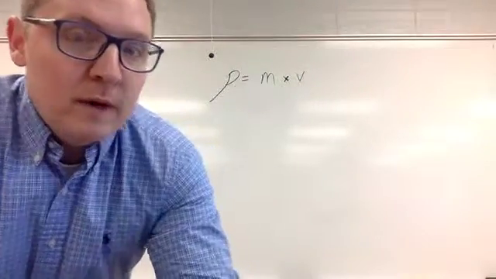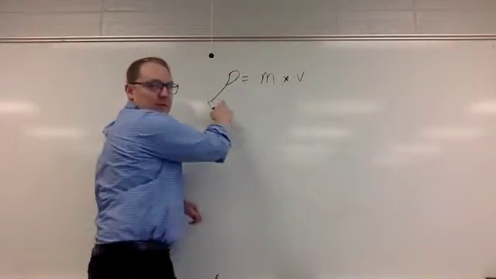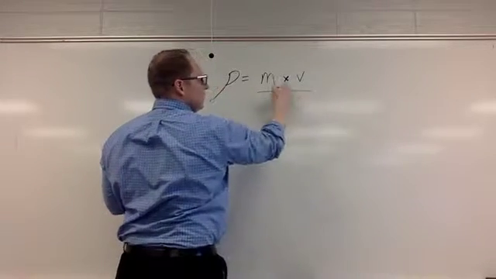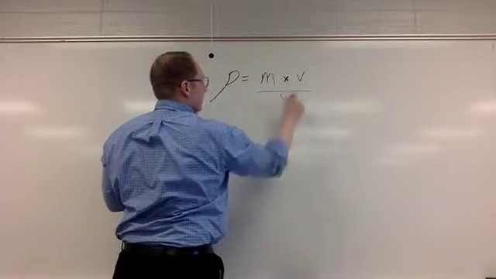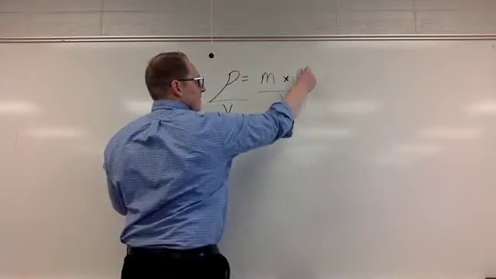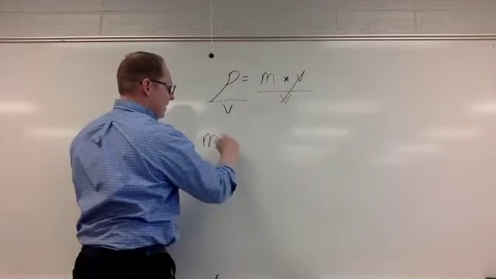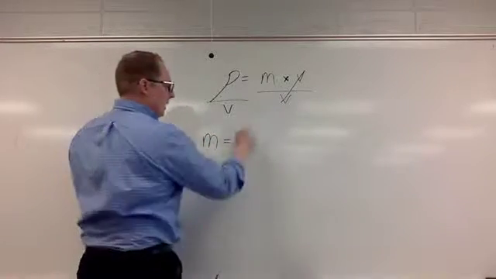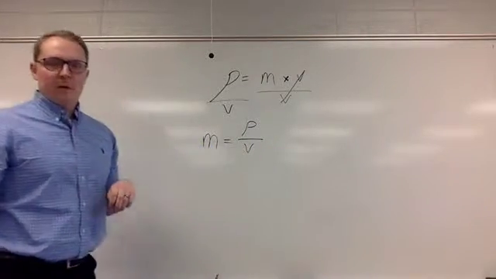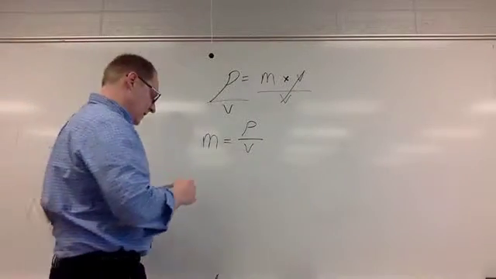Just to show you what it would look like if we wanted to solve for mass. This is the solve for momentum. To get mass all by itself, we would have to use division to undo that multiplication and get velocity to the other side, okay? Velocity over velocity could be canceled. And so if we want to solve for mass using this equation, it would be our momentum divided by velocity. Okay?